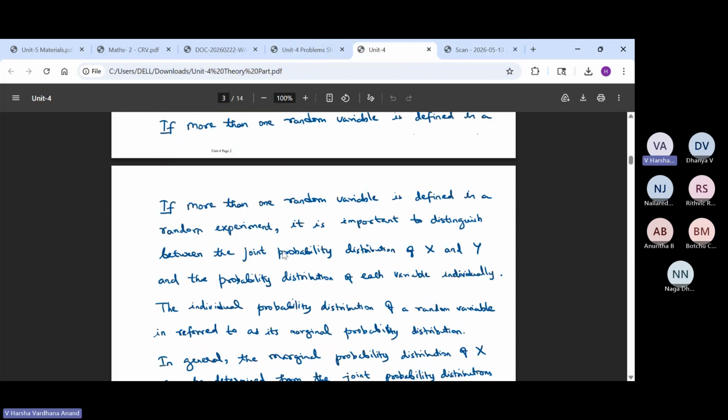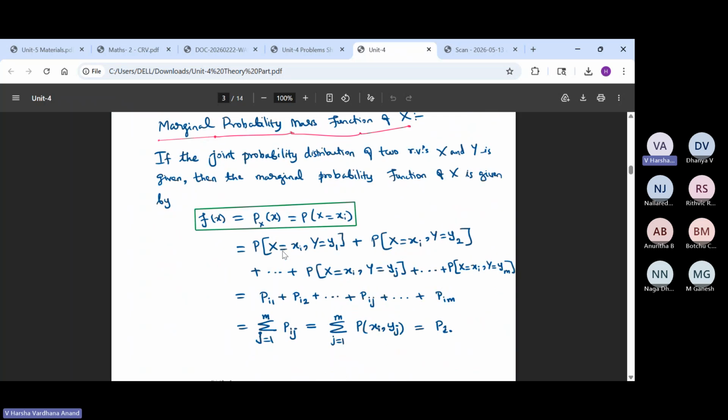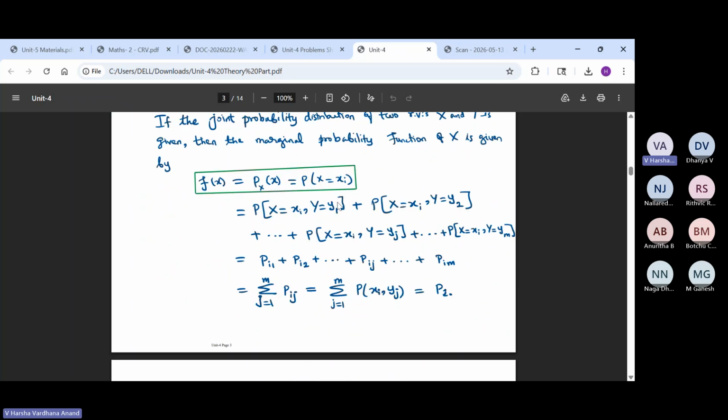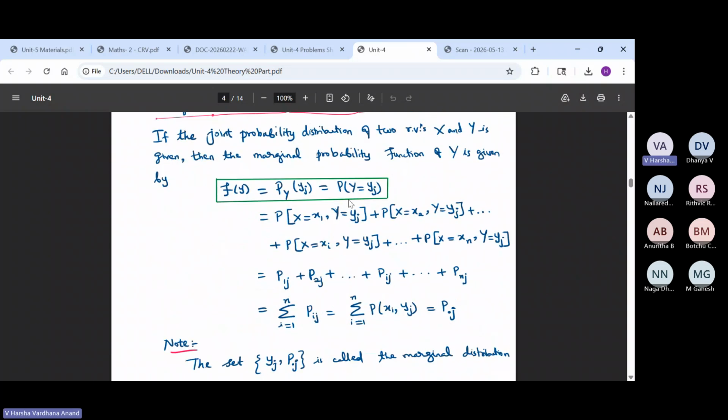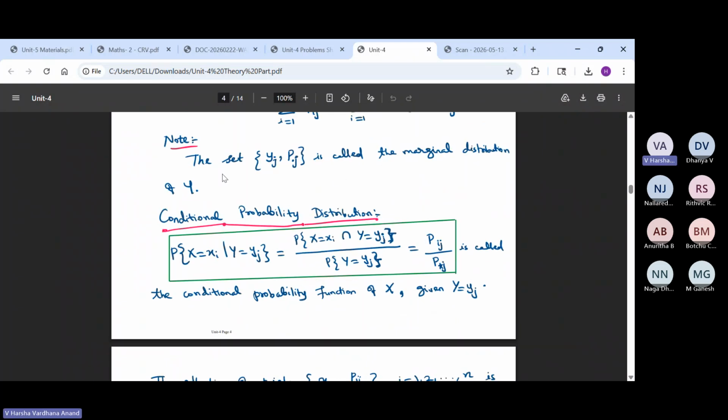That's what they're saying here. So the marginal probability as a mass function of x. What they're exactly doing here is, like I said, just adding p1 plus p2. If you see the x thing, that i is constant. Similarly for y, just see the first value varies, the second value is constant. So the marginal distribution yj, p dot j, will give you that.